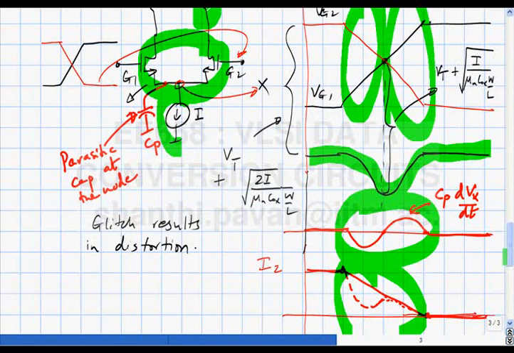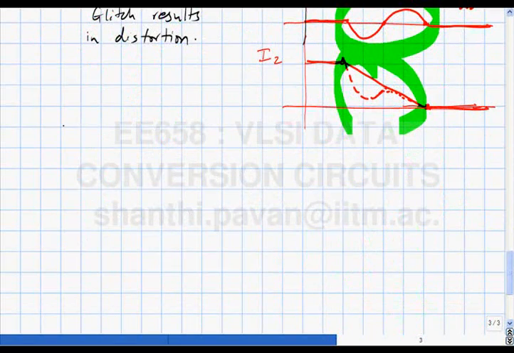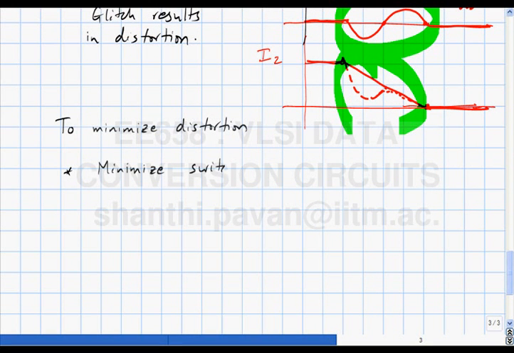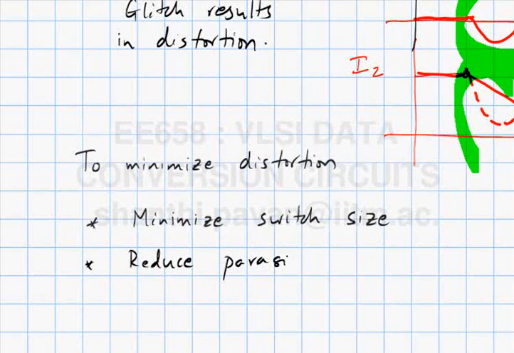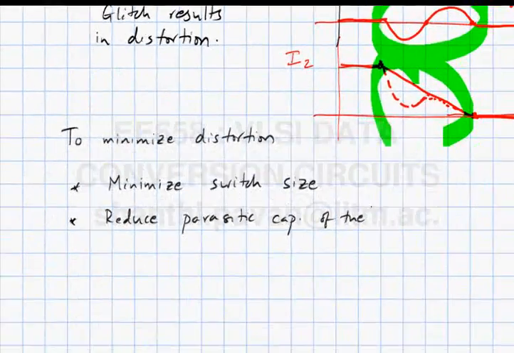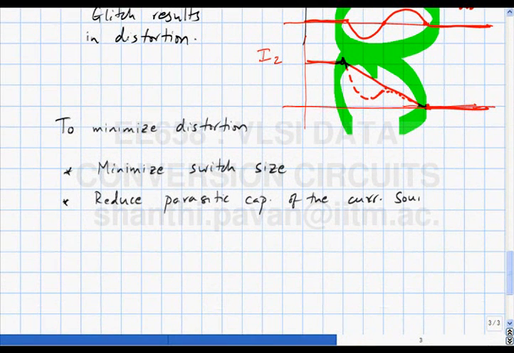Okay, so to minimize distortion: minimize switch size, and reduce the parasitic capacitance of the current source as much as possible.